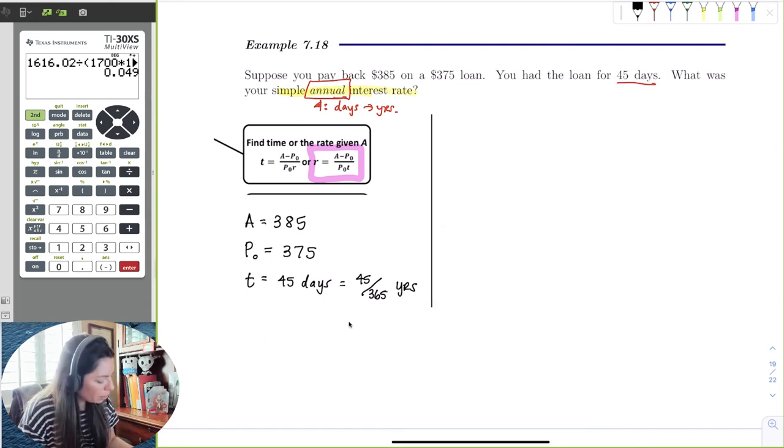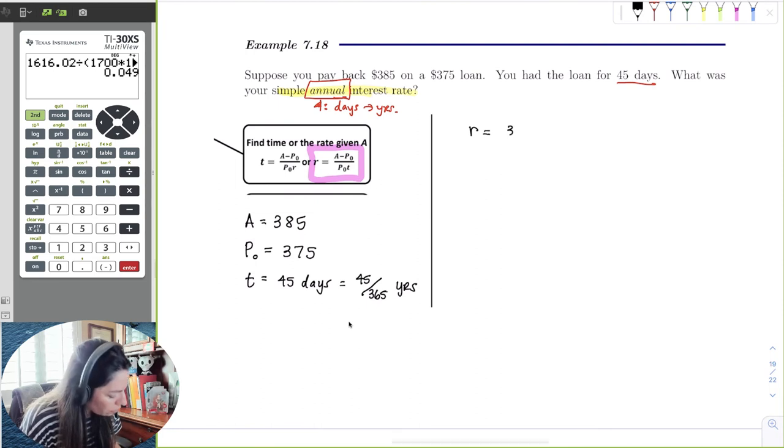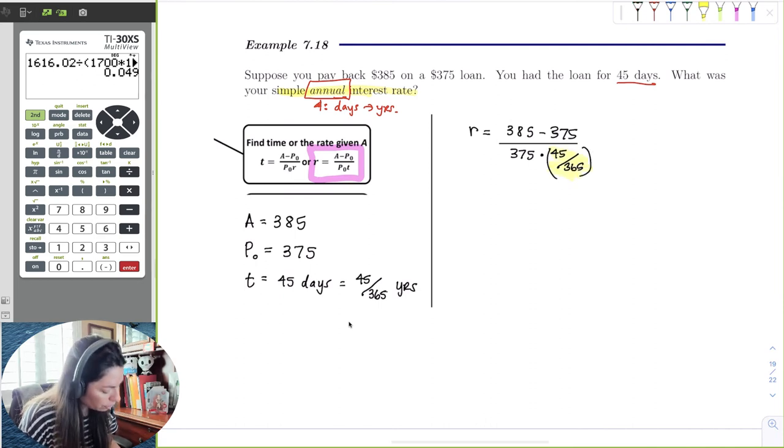Okay, so here the rate again is going to be a percent, so I should expect the ending number to be between 0 and 1. So let me go ahead and subtract 385 minus 375, all divided by P sub 0, 375, times time, which is now in years, 45 per 365. This is really important.